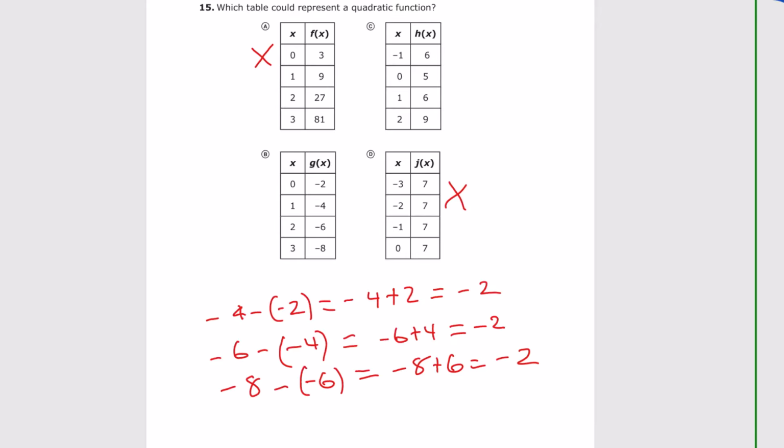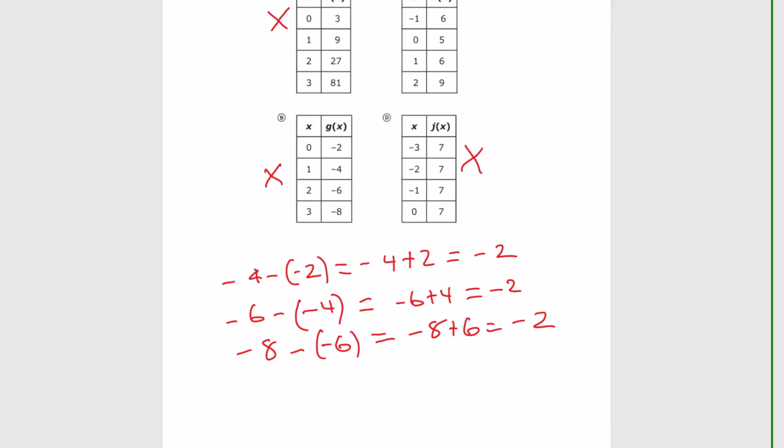Step 3. Check choice C. Now let's look at choice C. The outputs are 6, 5, 6, and 9. Compute the first differences step by step. 5 minus 6 equals negative 1.